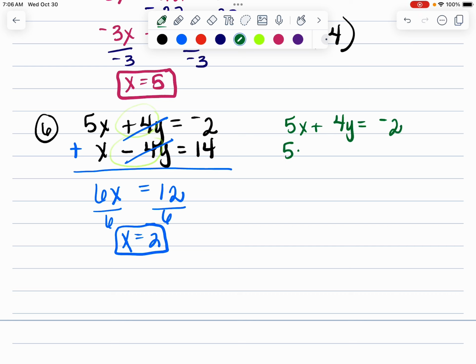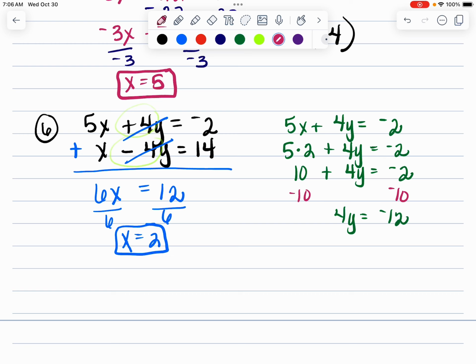So that means that's going to be 5 times 2. Again, we just figured out the value of x was 2. Then 5 times 2 plus 4y equals negative 2. That's going to be 10 plus 4y equals negative 2. I will have to subtract 10 from both sides. I get 4y equals negative 12. And y equals negative 3. So that means the solution for this one would be the point 2 and negative 3.